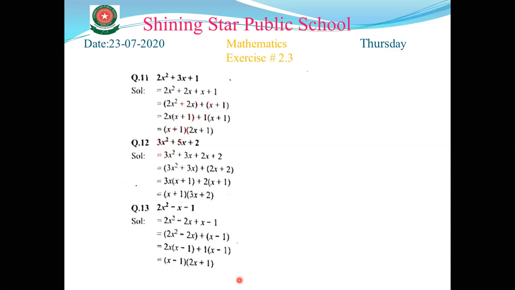Question number 13. 2 multiply 1 is 2. So now we find two numbers. The numbers are minus 2 and plus 1. Because we know that minus 2 multiply 1 is minus 2. Middle term has minus sign. So greater value must have minus sign. Smaller has plus. Minus 2 plus 1 is minus 1.